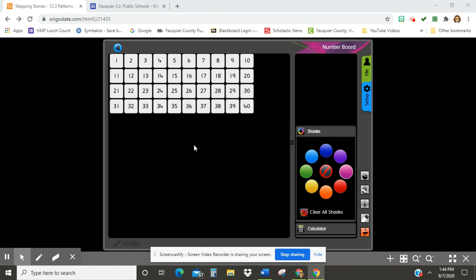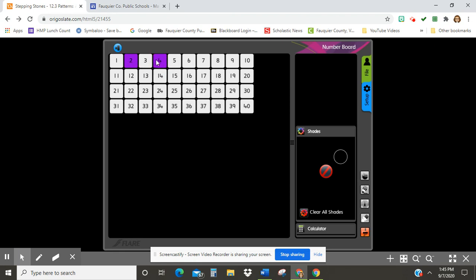We continue our study of patterns with analyzing number patterns today. I have a chart here, 1 through 40, and we're going to see if we can figure out the pattern. First of all, I'm going to highlight all of our multiples of 2.